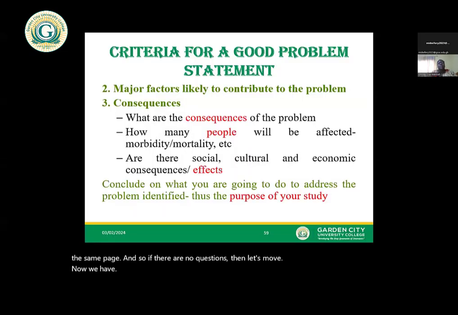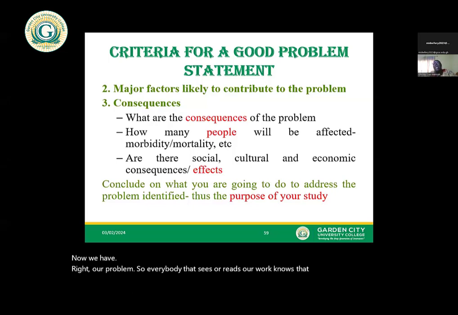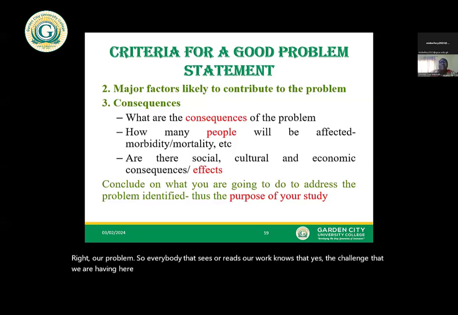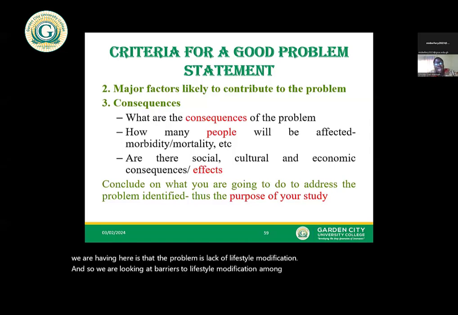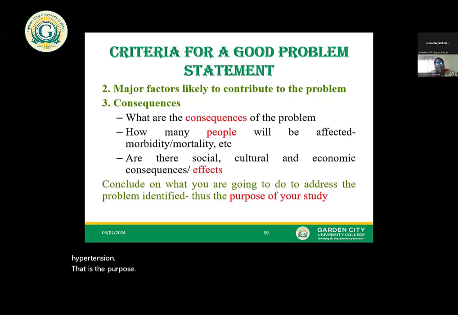Now we have managed to write our problem. So everybody that sees or reads our work knows that the challenge that we are having here is that the problem is lack of lifestyle modification. And so we are looking at barriers to lifestyle modification among persons living with hypertension. That is the purpose.